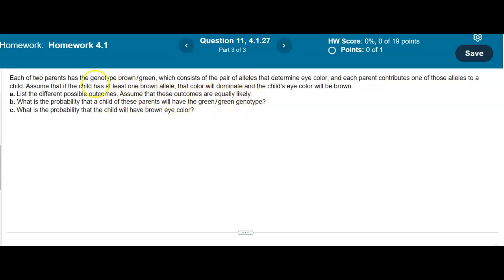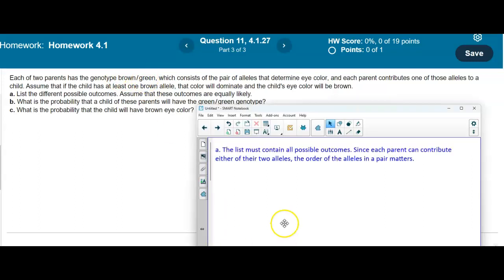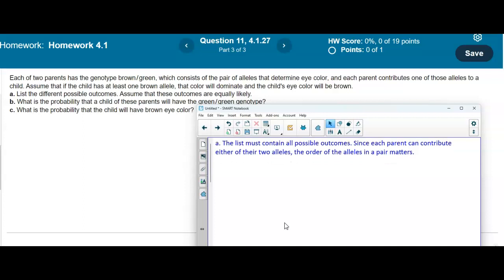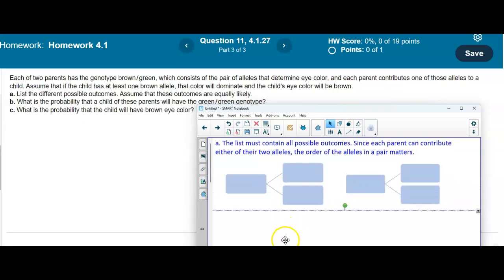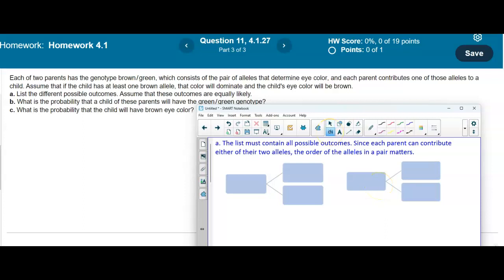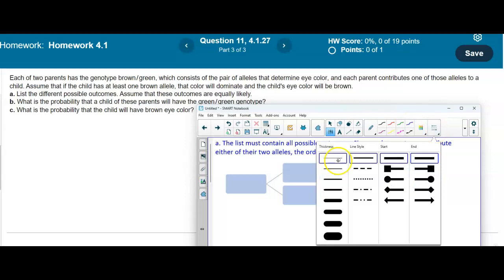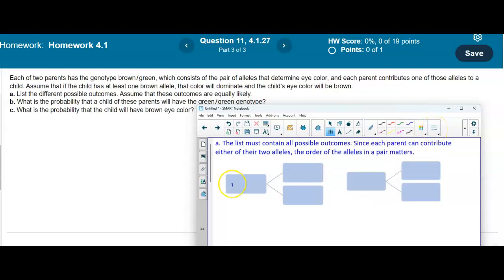equally likely. So the outcomes is either going to be brown or green. So the list must contain all possible outcomes. Since each parent can contribute either of their two alleles, the order of the alleles in their pair matters. So if they start out with the color brown, we're going to label that as B, or we'll just say brown.